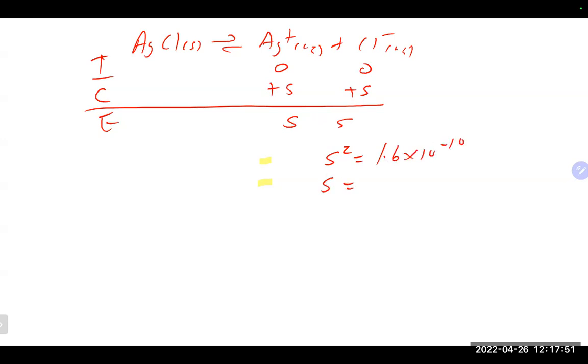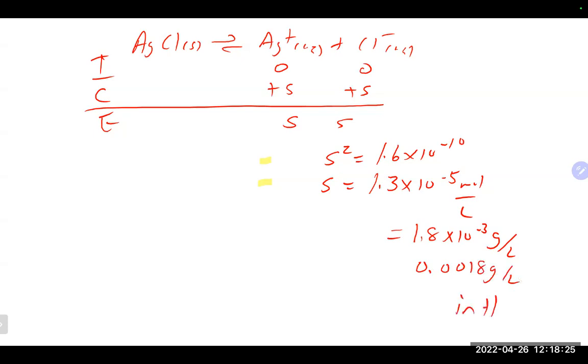Gives us an S of 1.3 times 10 to the minus 5 moles per liter, which if we multiply by the molar mass of silver chloride was about 1.8 times 10 to the minus 3 grams per liter, basically 0.0018 grams per liter in water. That is the solubility of silver chloride in water, like we calculated earlier in this chapter.